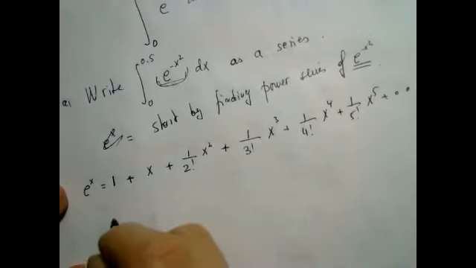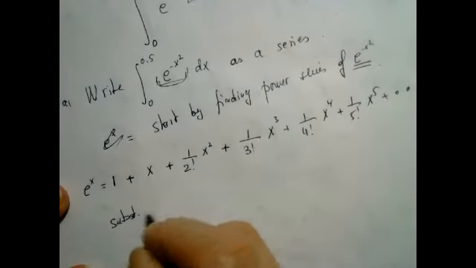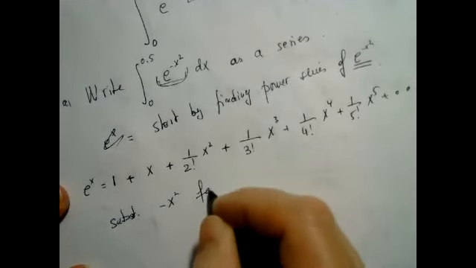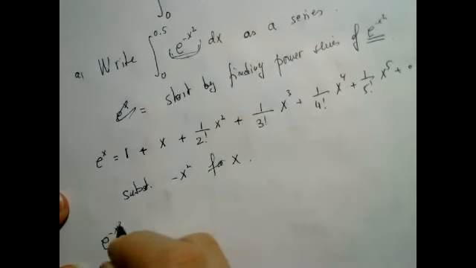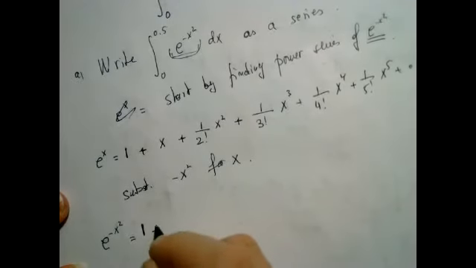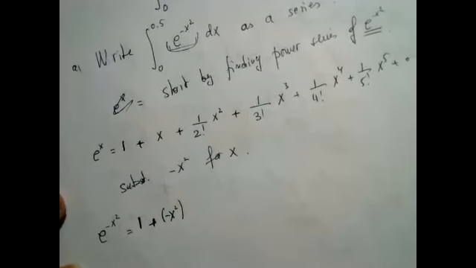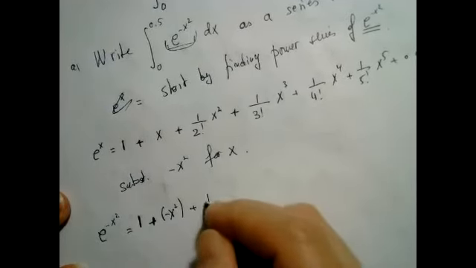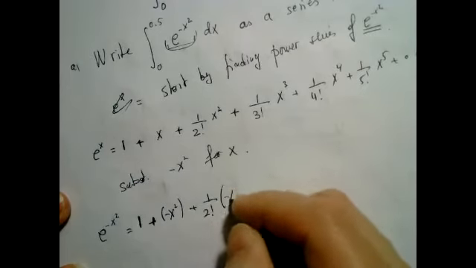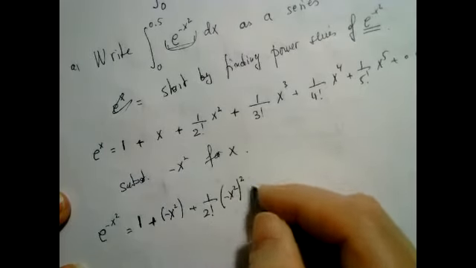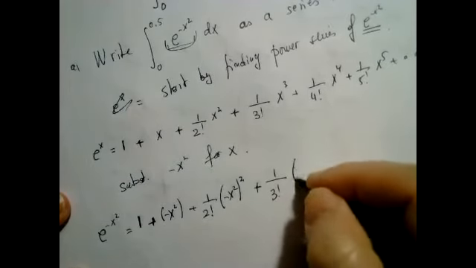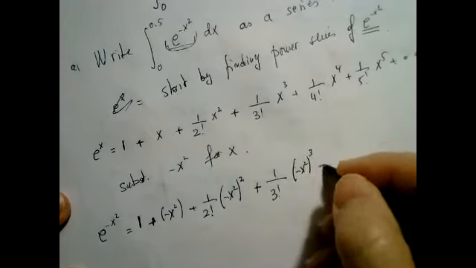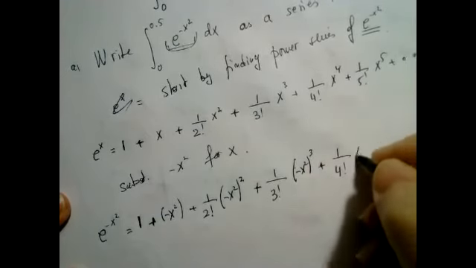Now, for e to the minus x squared, we're going to substitute minus x squared for x. And I will get e to the minus x squared equals 1 plus minus x squared. So wherever there is x, I put minus x squared. Plus 1 over 2 factorial, wherever there is x, I'm going to put minus x squared. I'm going to try not to make a stupid mistake this time. Minus x squared. So I'm going to only find the first 5 terms.